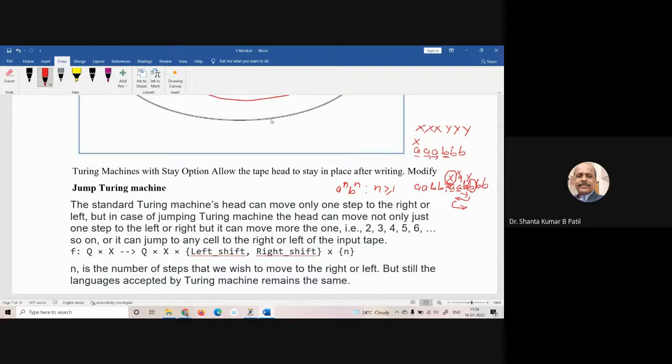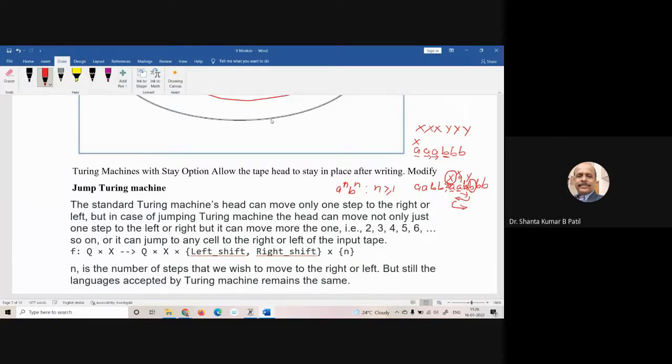It reads the a, but it is not bothered about the a, because it is not the equivalent symbol for this a, hence it continuously moves toward the right side. So every time it is going to read symbol by symbol.